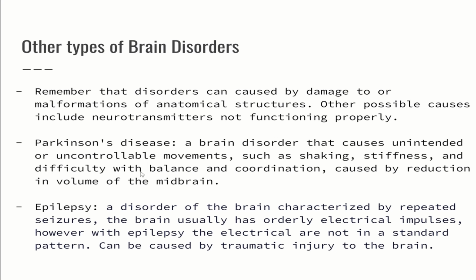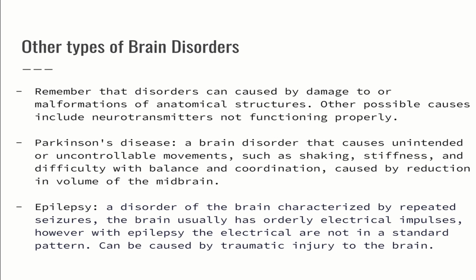So with Parkinson's, we see unintended or uncontrollable movements, such as shaking, sometimes involuntary stiffness. This has implications for balance and coordination. And generally what we see here is a reduction in the volume of the midbrain. We also have epilepsy. This is where we have repeated seizures.